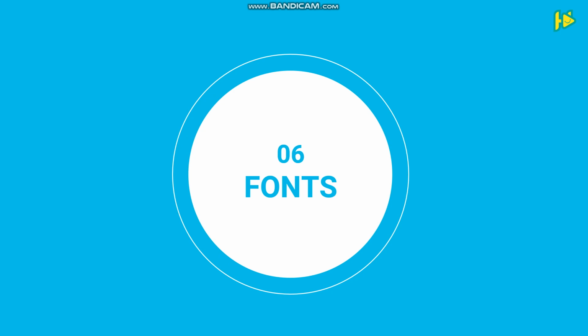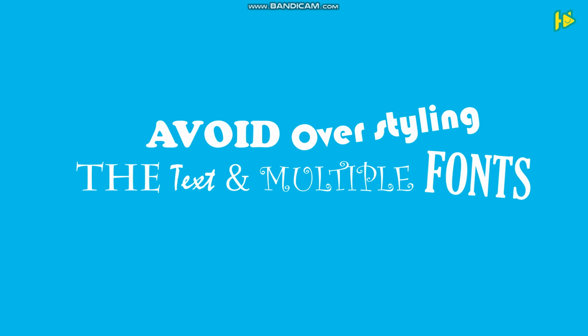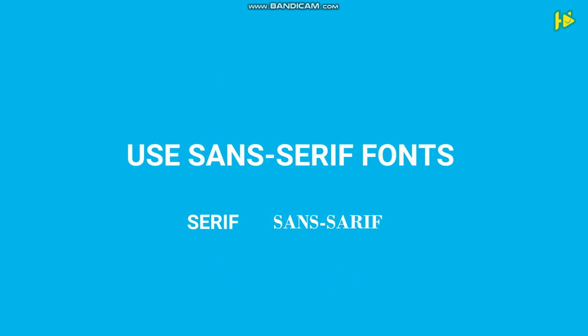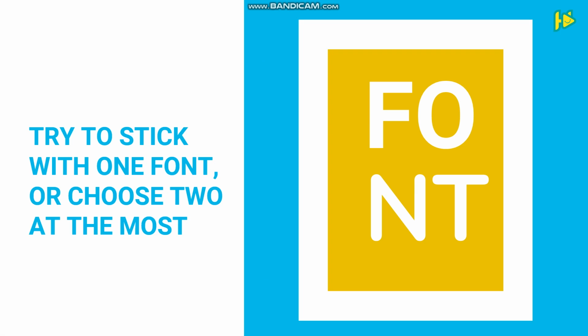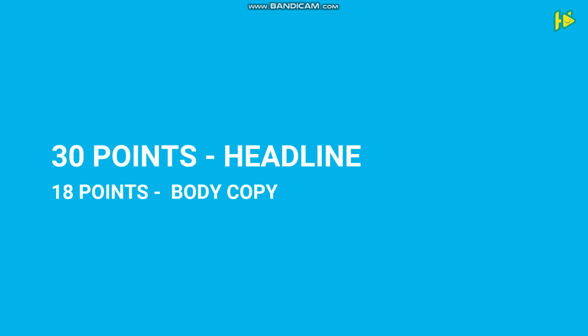Tip number 6, that is fonts. Avoid overstyling the text and multiple fonts. Always try to use sans-serif fonts. Try to stick with one font or choose 2 at the most. Always try to stick with 30 points for the headline and 18 points for the body copy.